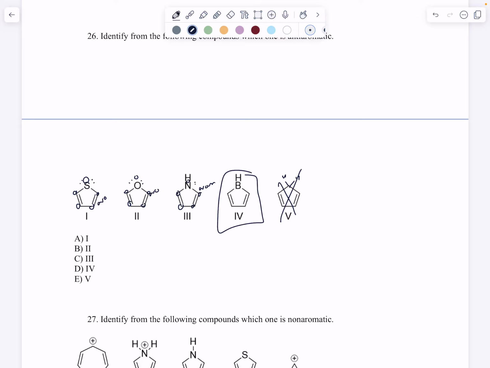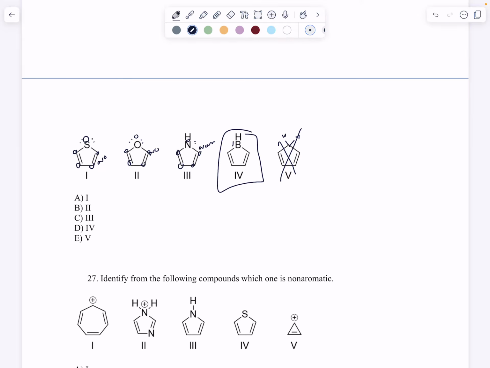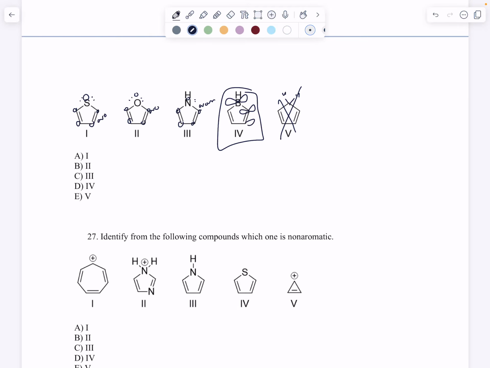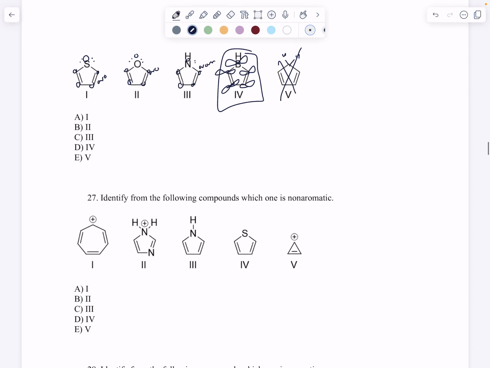So this is my only choice left. And sure enough, boron, if it's neutral, has 3 on the periodic table, so it has an empty pi orbital and then no lone pair in it, so it can't go out of conjugation. So boom, that's my answer.